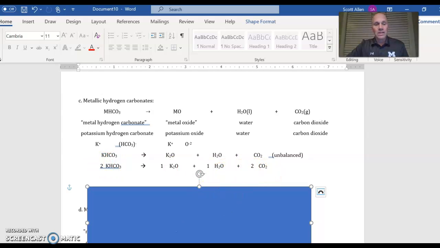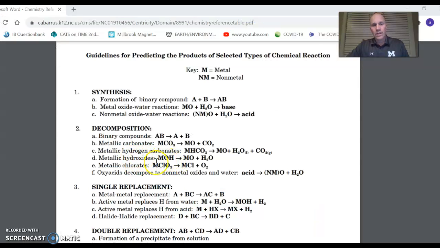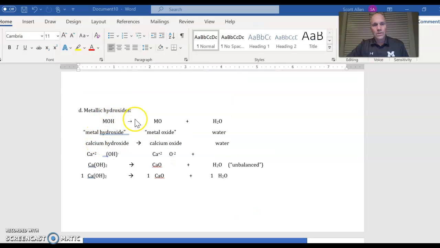Okay, let's look at the next one. The next one is a metallic hydroxide, which would decompose into a metallic oxide in water. So again, taking the generic formula reaction from the reference guide, convert those to a word generic equation, and then substitute the metal in for the word metal. All right, so we're going to do this with calcium. Calcium hydroxide should yield calcium oxide plus water.